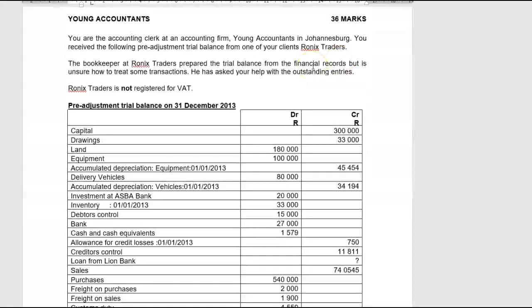Let's have a look at the information in the question. You're the accounting clerk in an accounting firm, Young Accountants in Johannesburg. You receive the following pre-adjustment trial balance from one of your clients, Ronix Traders. The bookkeeper of Ronix Traders prepared the trial balance for the financial records but is unsure how to treat some transactions. He has asked you to help with certain outstanding entries. Ronix Traders is not registered for VAT. Very important. And then it gives you the pre-adjustment trial balance for the year ended 31 December 2013.